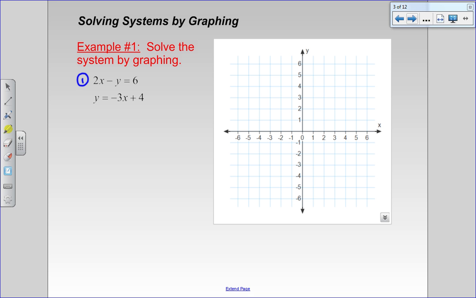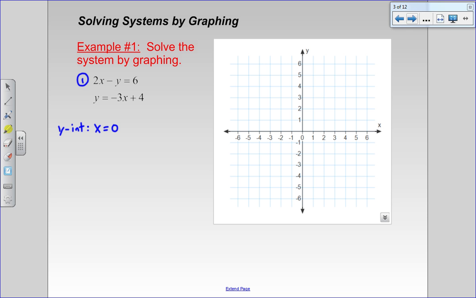We can graph it by isolating y and using slope-intercept form, or simply by leaving it in its current form and identifying the x and y intercepts. To find the x and y intercepts, remember, we set each variable equal to 0 and solve for the other variable. So to find the y-intercept of the line, we set x equal to 0.